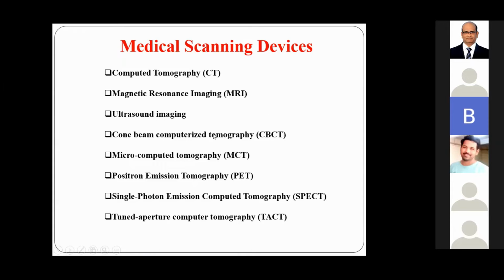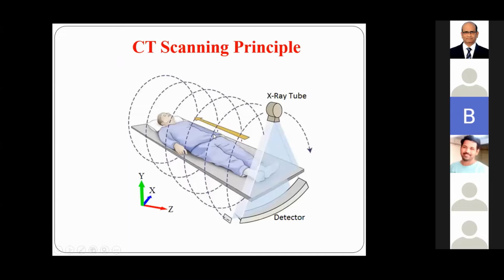The major principle of the scanning technique is, now you can see here, the patient is lying on the bed. On one side, the X-ray tube is giving the X-rays. On the other side, the detector is detecting the X-ray beams. This X-ray tube rotates along this gantry. This is called a gantry.